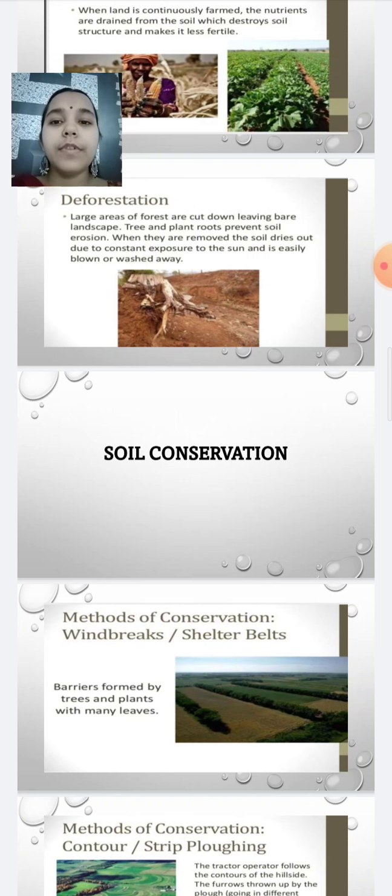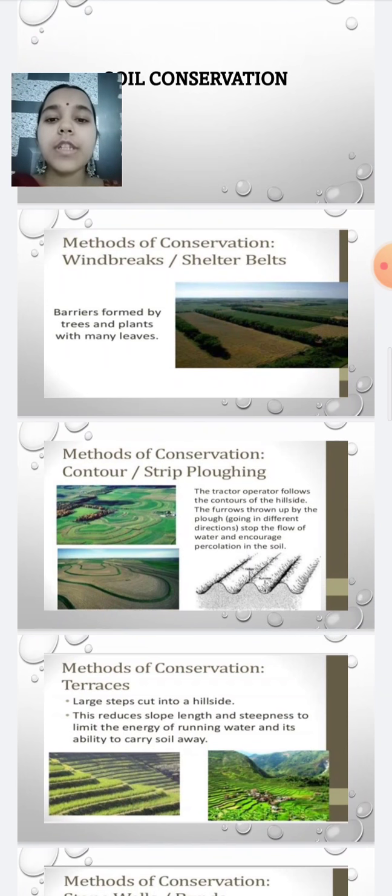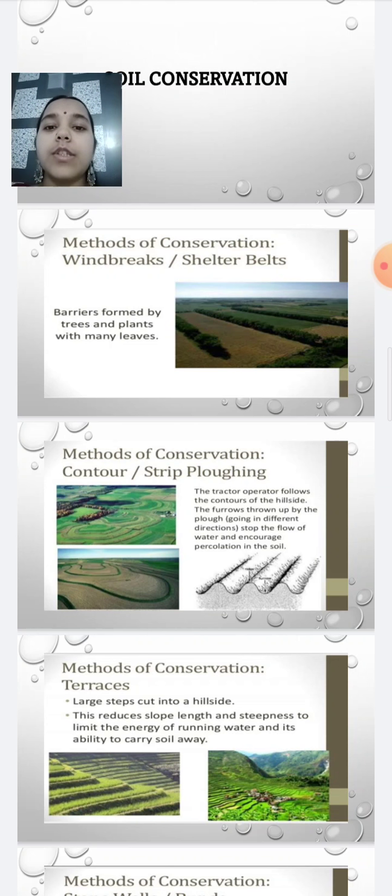Now we will see the main factors which can conserve the soil too. Yes, there are certain ways by which we can conserve the soil. We will understand the methods of conservation. First is windbreaks or shelter belts. What are windbreaks? Barriers formed by trees and plants with many leaves. Many times in big fields we plant trees, and these trees act as a barrier to the wind, which doesn't allow the wind to blow too violently, and it doesn't allow soil erosion.